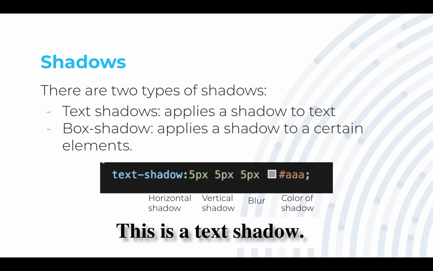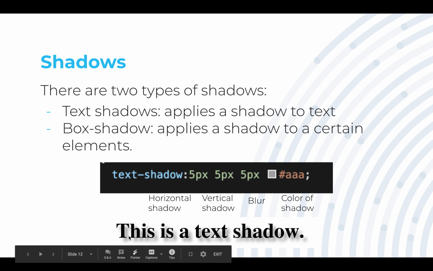Now let's cover shadows. Shadows are small little details that just add a little bit more to your website. Text shadow applies a shadow to text. Over here you can see that this refers to the horizontal shadow, this is the vertical shadow, this is the blur, and that's the color of the shadow.